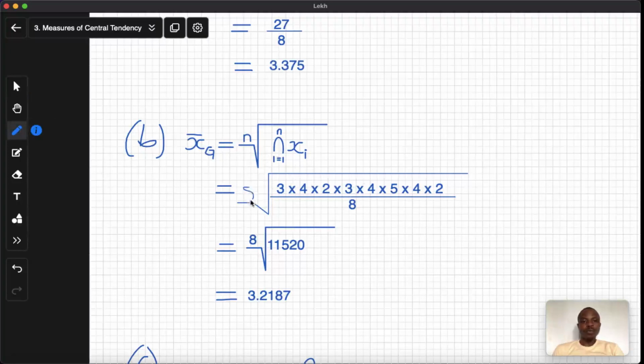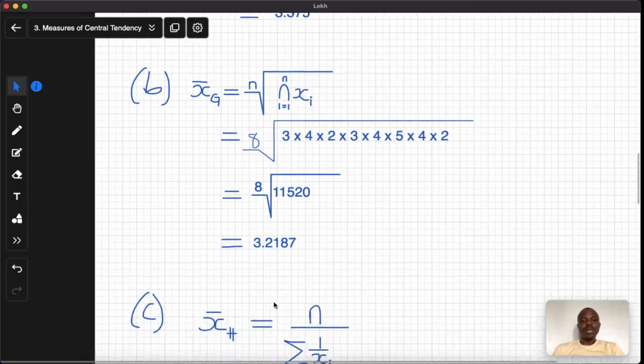So we multiply everything out, and then we look for the 8th root of everything. Now note something, there is no over anything there. Alright, this is how it should be. So multiply everything out and then look for the 8th root, and that will give us 11,520. The 8th root of 11,520 will give us 3.2187. Okay, so that's our geometric mean.